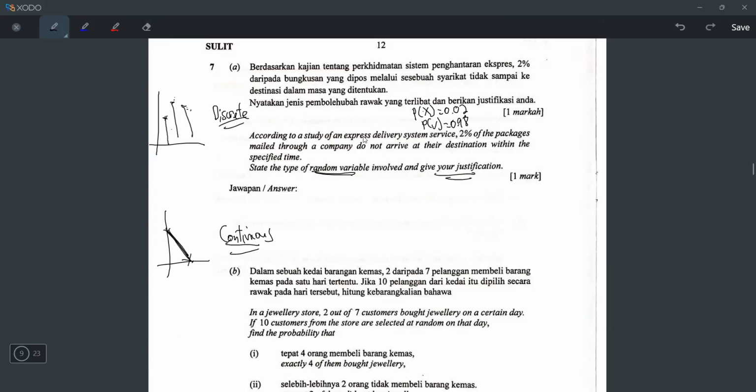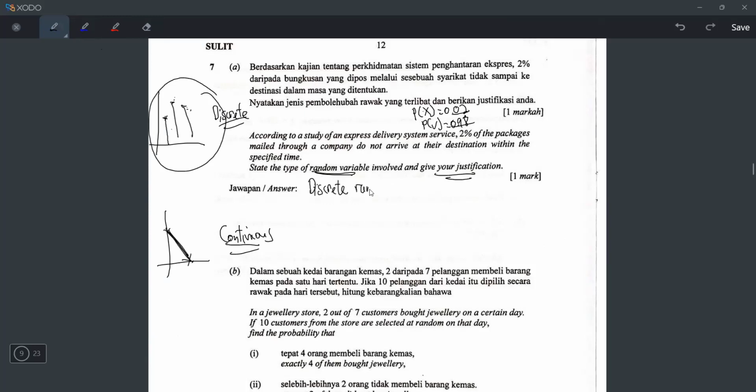So: state the type of random variable involved and give your justification. This is talking about whether the package arrives or not. Let's say out of 5 packages, maybe none arrive, or 1 arrives, or 2, 3, 4, or 5 arrive. Of course, the probability of each will be different, because the probabilities are 0.02 and 0.98. So it's either 0, 1, 2, 3, or 5 arrive. So the graph would look like this. It means this is a discrete random variable.